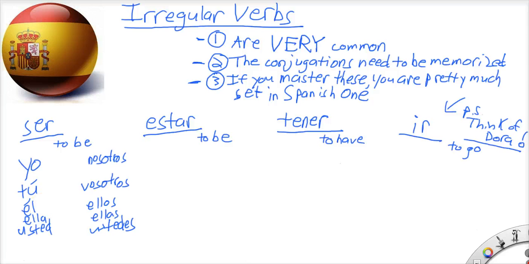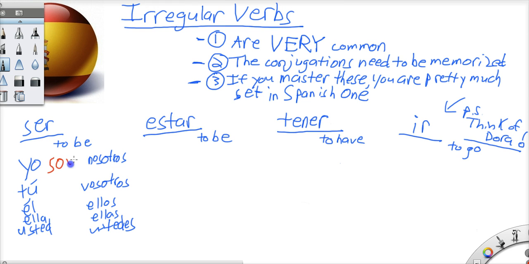So looking at the yo form of ser, we see that it's yo soy, tú eres, that's you are, él, ella, or usted es, he, she, or you in the formal is, nosotros somos, vosotros sois, and ellos, ellas, ustedes son.